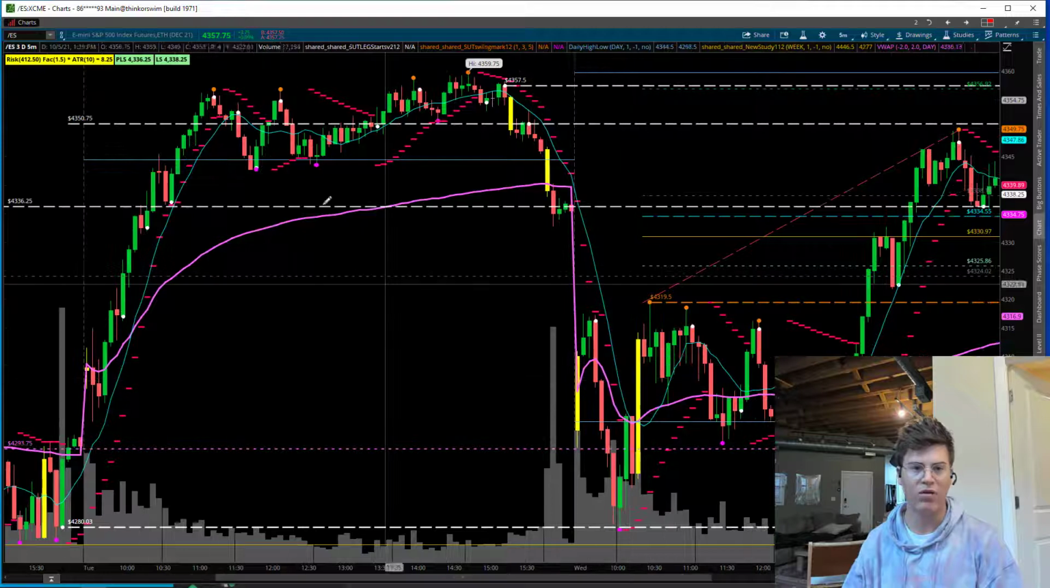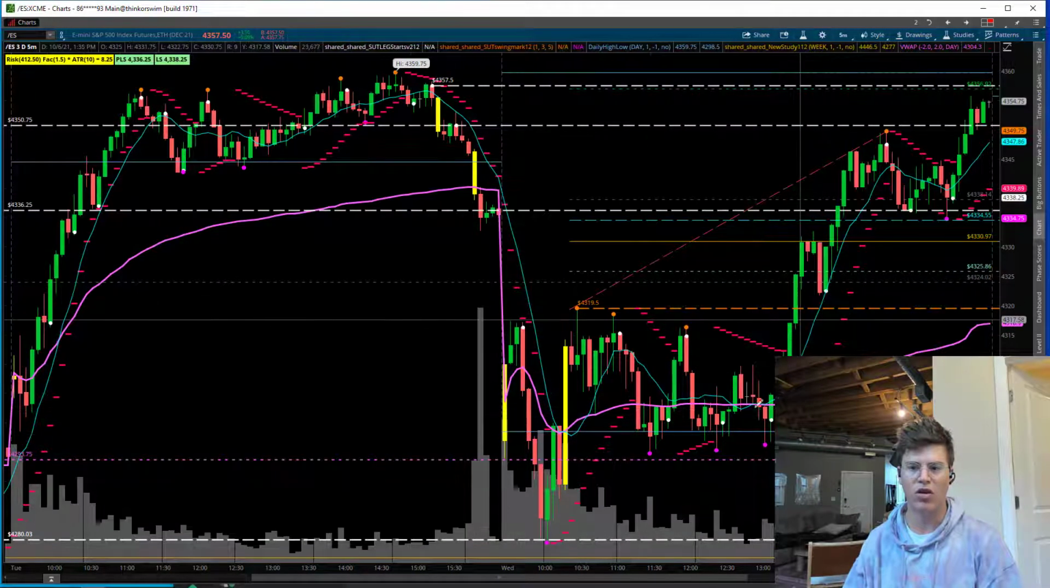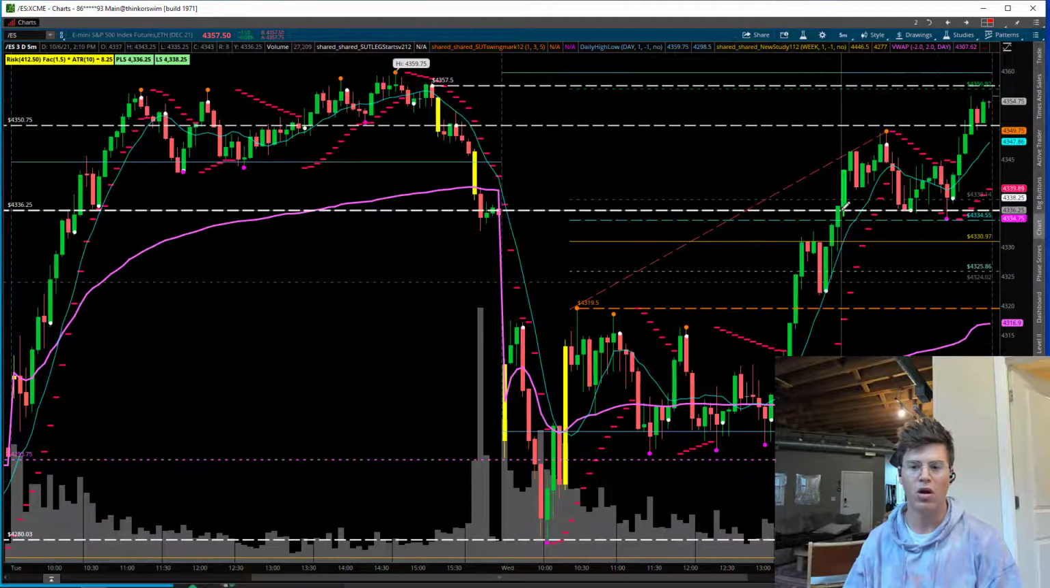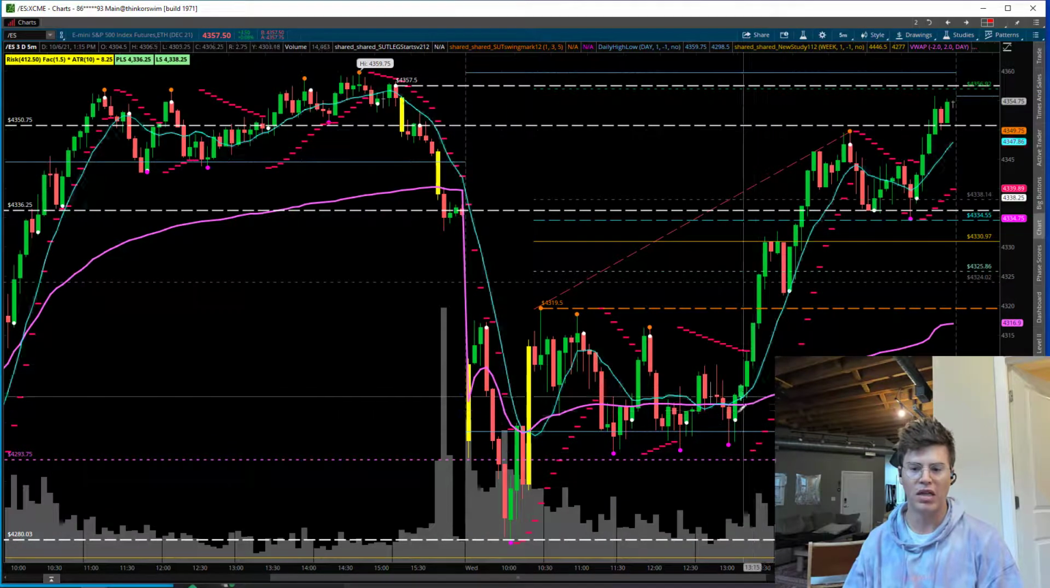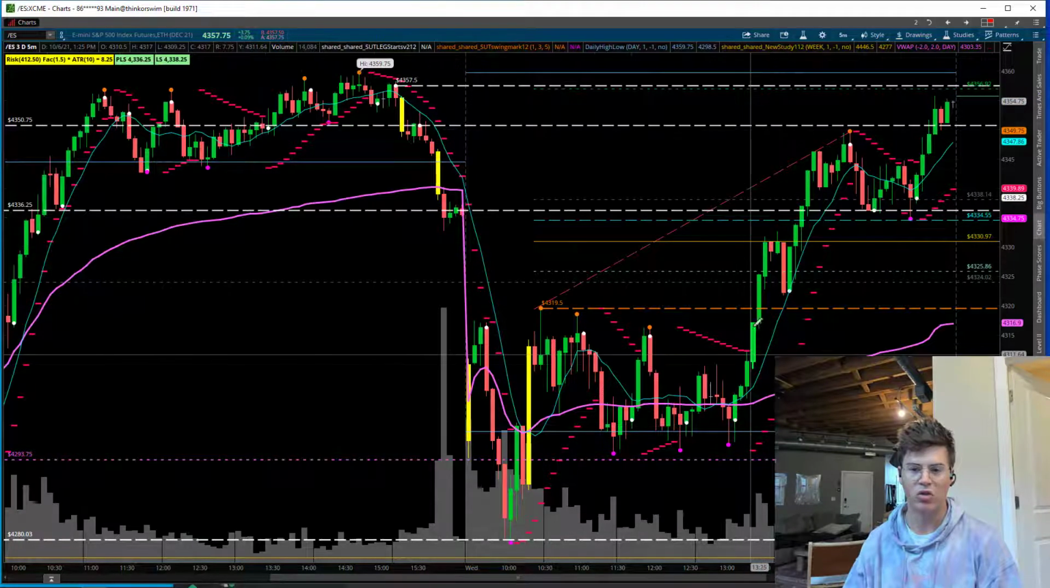Now, one of the things I really like to pay attention to is where were the last swing marks? Are there more swing marks higher, or are there more swing marks lower? If you look at this move towards the end of the day here, starting at about 1:10, we have a very big swing mark higher.